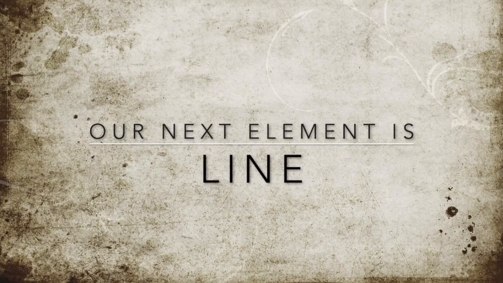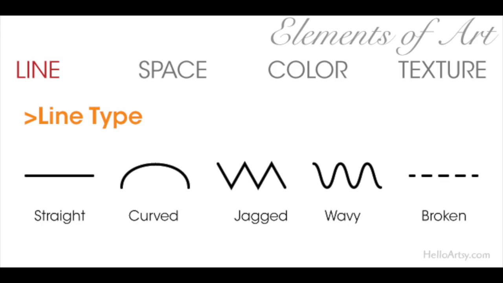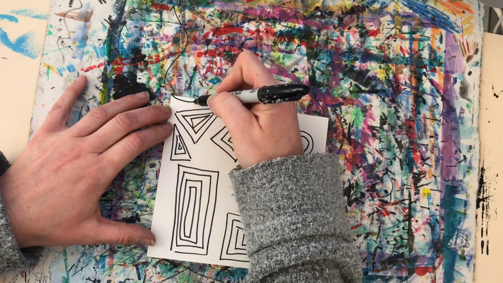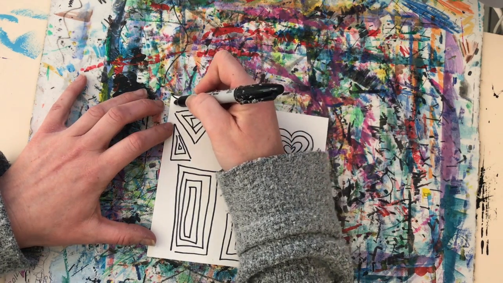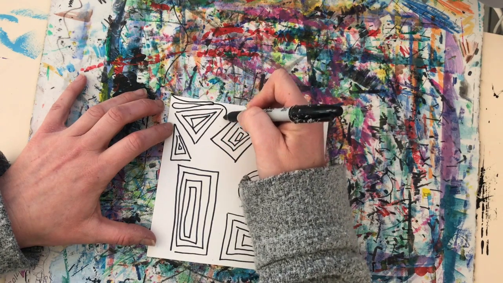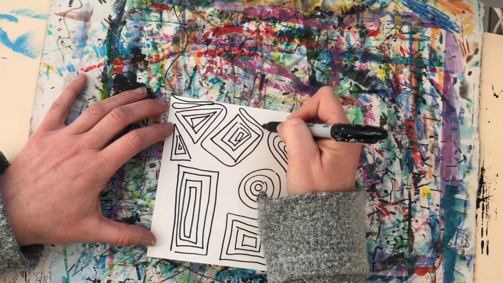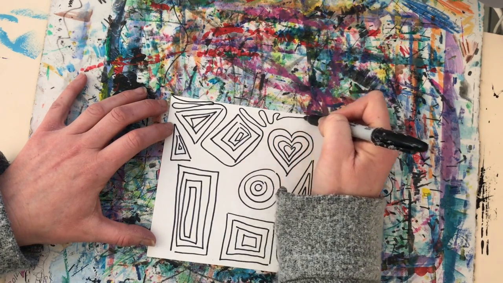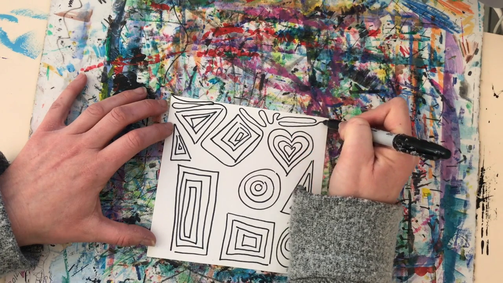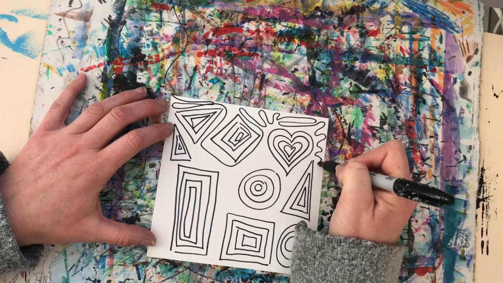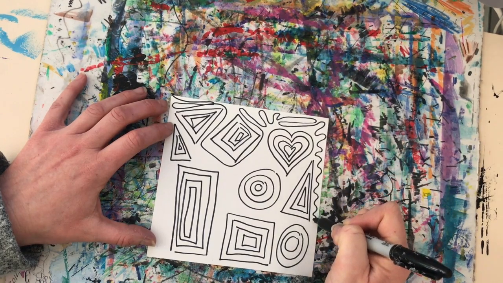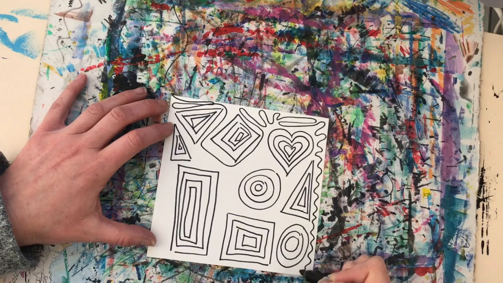Part 2 is we're going to use line. Now, line can be a zigzag line, it can be a straight line, it can be a curvy line. So a line goes from one point to the other. And we're just going to draw lines around our shapes, kind of like a maze. And we're going to fill up our paper with lines. I have zigzag, swirly lines. They could be zigzag, they could be straight, they can be curvy. So you're going to fill up your space with lines.